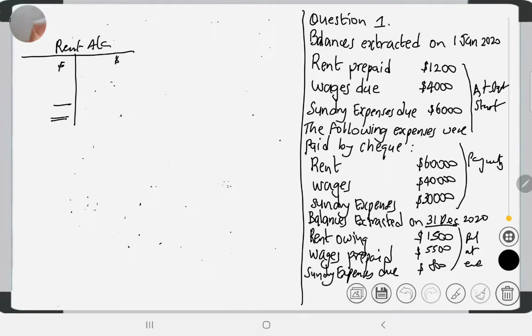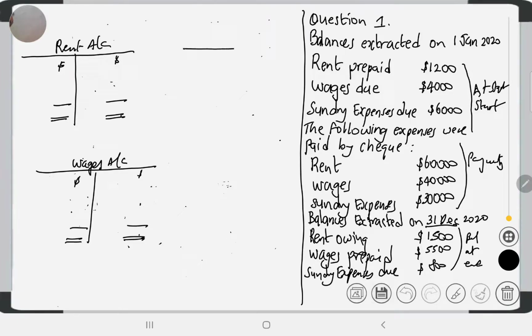We will have the total for the rent account, and then we will open the wages account. Again, we will have the dollar sign and the total, and then we will open the sundry expenses account. So we only have to open 3 accounts. We have to prepare these accounts properly so that we can record the balances.